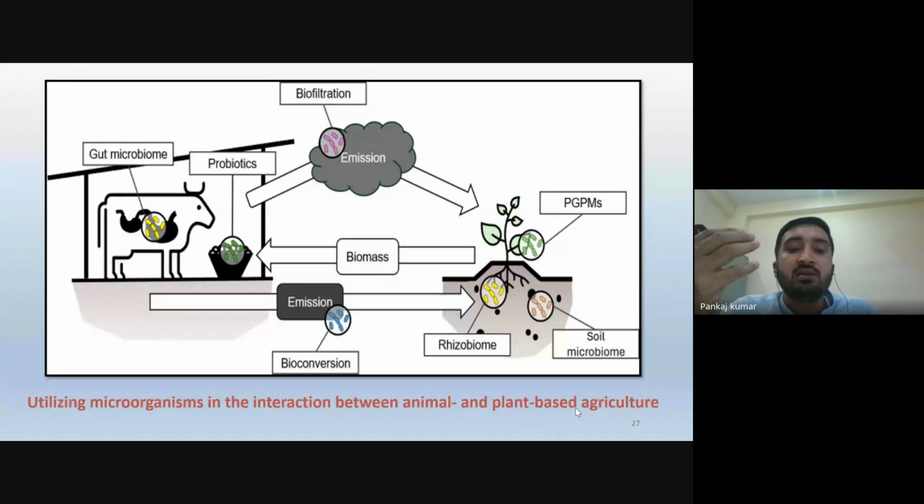So the emission from the fecal excreta and all those things can also be bioconverted and sent to the plant. So overall, the plant and animal are interdependent with each other. So, utilizing microbiomes in the interaction between animal and plant-based agriculture.